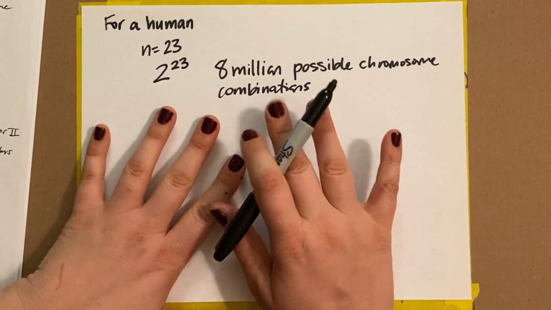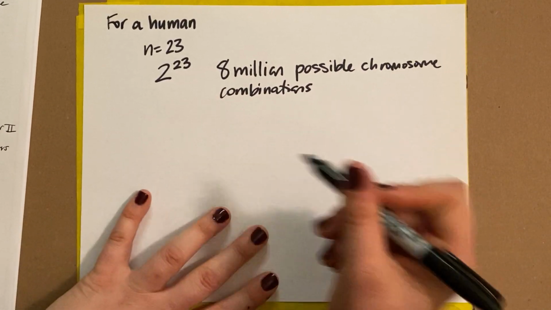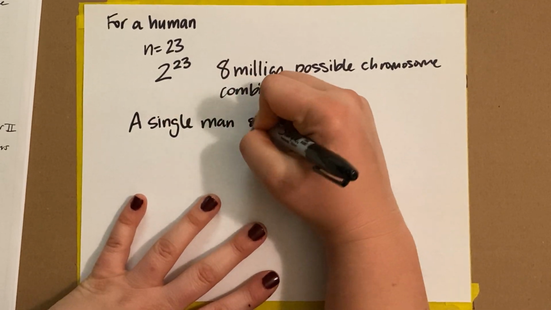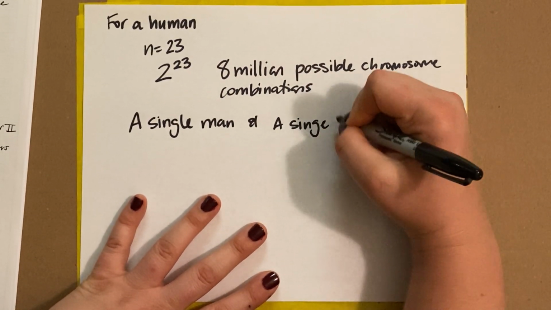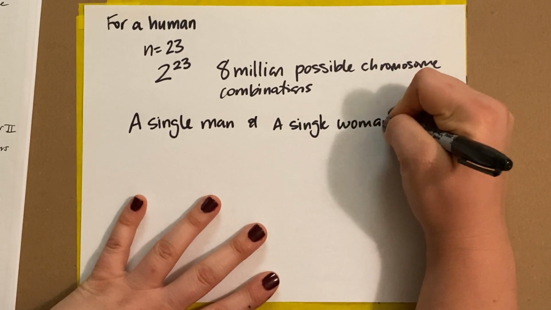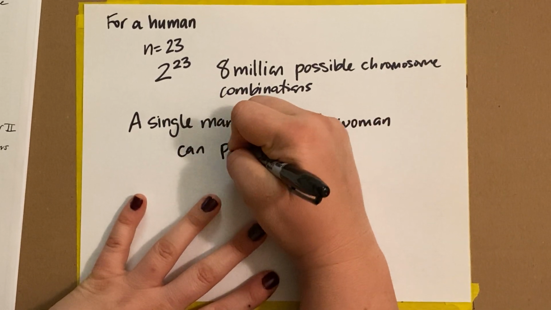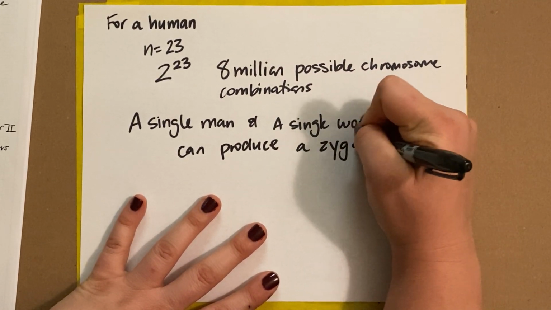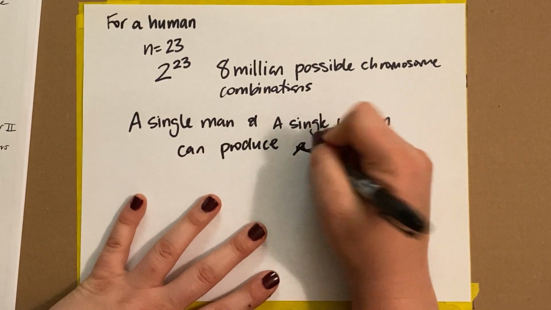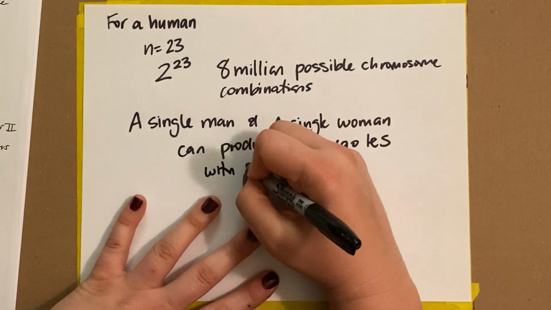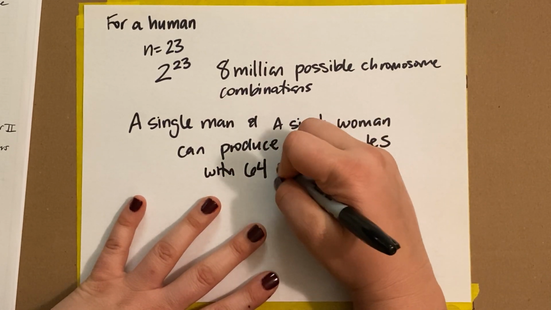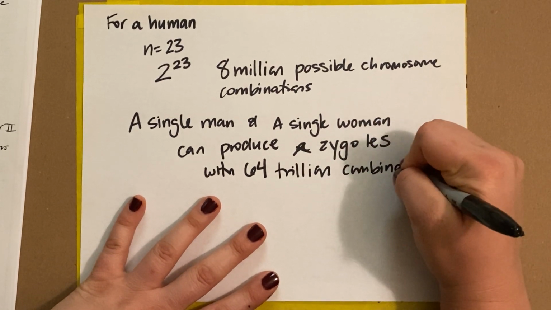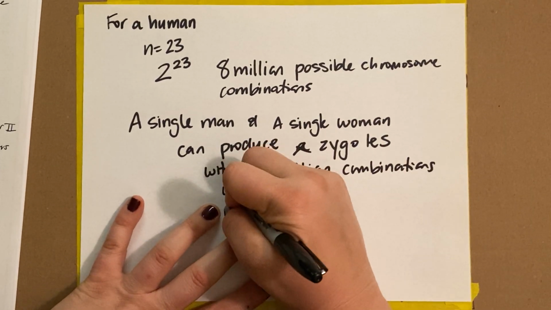So the main thing is just to know, I'm not going to ask you about this number, but basically a single man and a single woman can produce a zygote, or zygotes, with 64 trillion combinations of chromosomes.